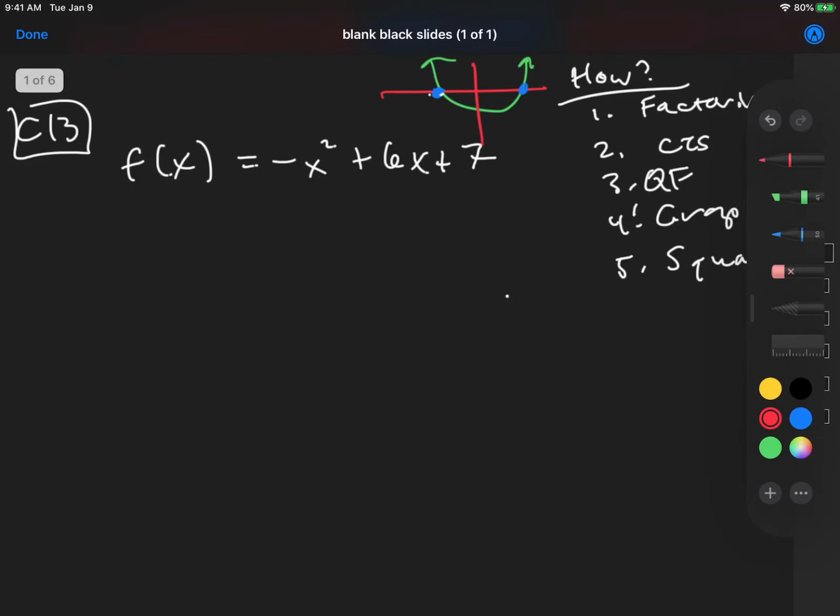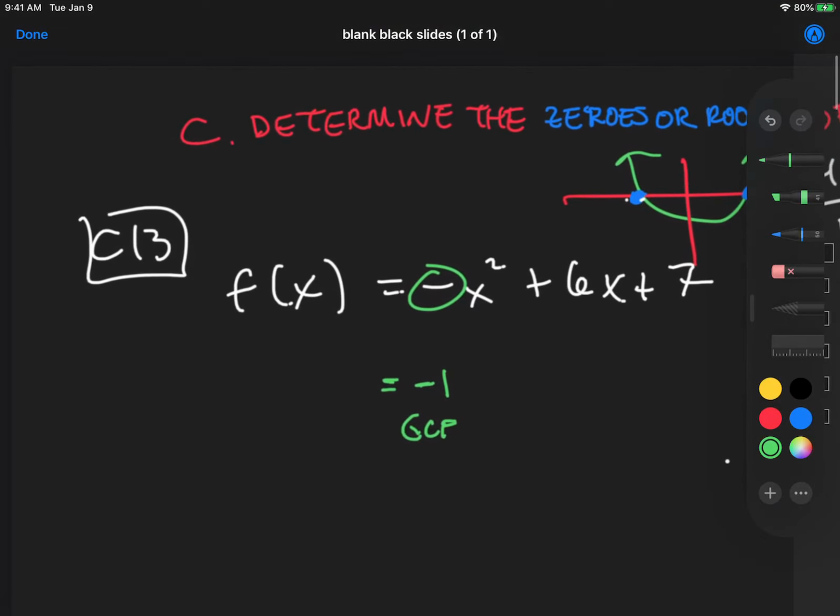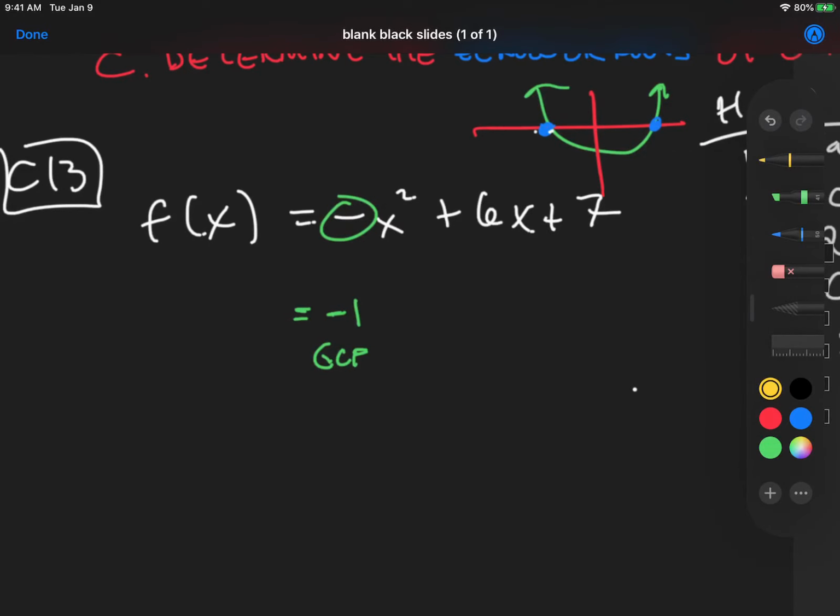Now, when you're factoring, you kind of want to get rid of that -1. How do you do that? You just factor out a GCF of a -1, okay? And then what you need to do is -1 times something equals -x squared. Well, that would be x squared. -1 times something equals the 6x above, and that would be a -6x. And -1 times something equals +7. That will be -7. And you can see that as you just distribute and check your answer above.